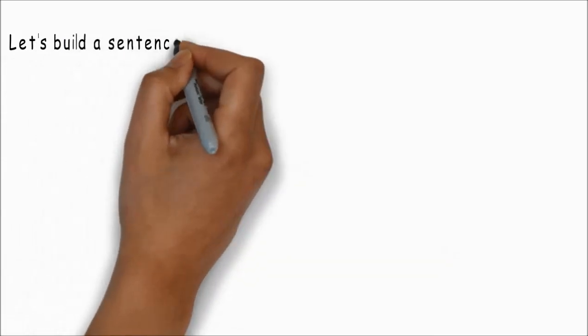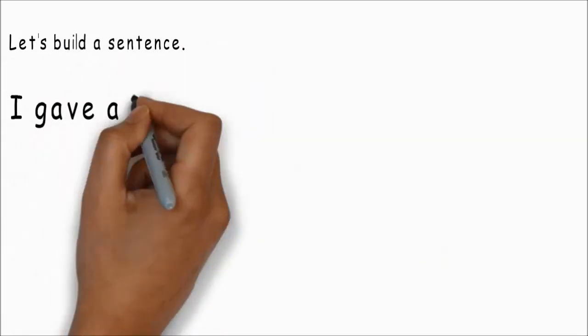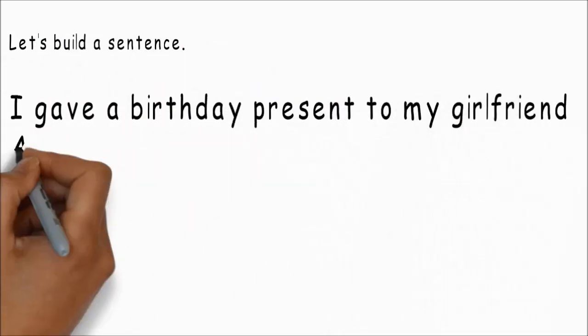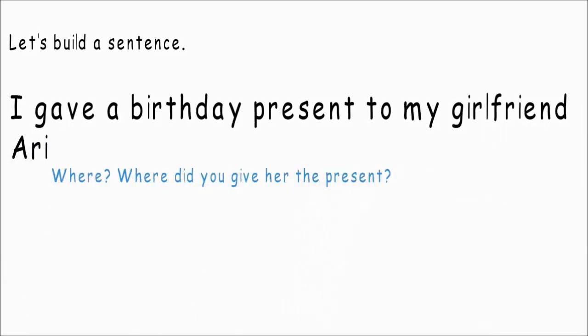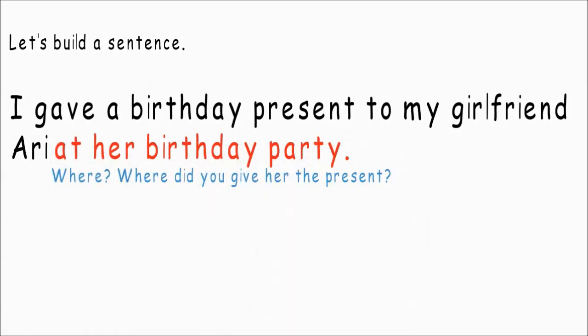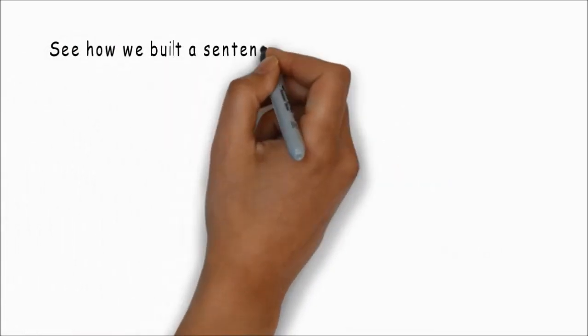Let's build a sentence. I gave a birthday present to my girlfriend, Ari. Where? Where did you give it to her? I gave it to her at her birthday party. That's a big sentence now. See how we built a sentence?